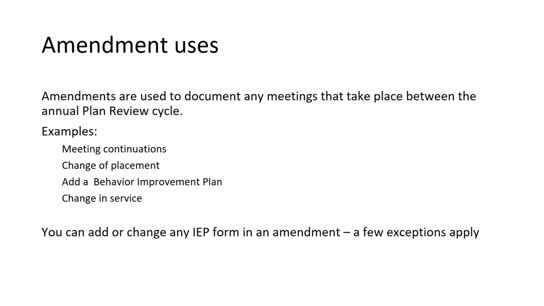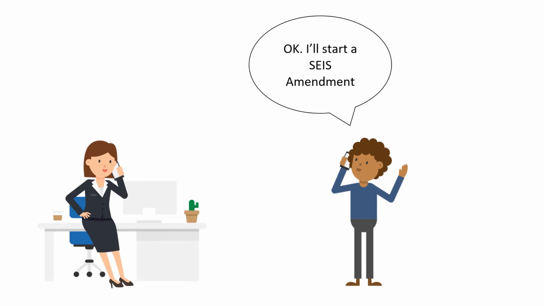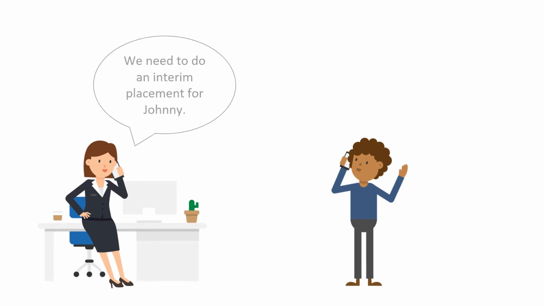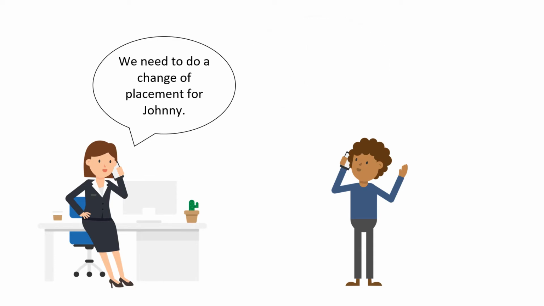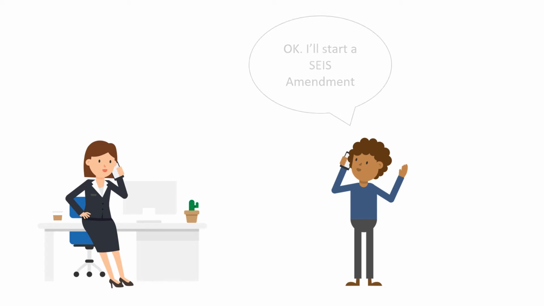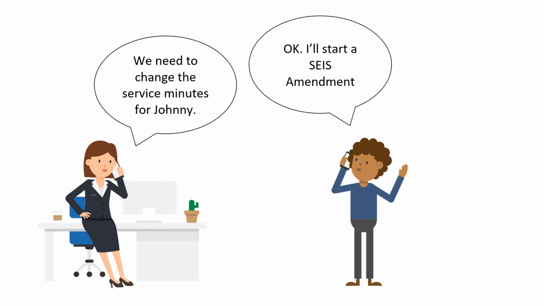So, any legal IEP type meeting other than an initial, a plan review, or an eligibility evaluation is done through the amendment process to the current IEP. For example, if you have a meeting to change placement, you would do that through the amendment process. If you have a meeting to add a behavior improvement plan, you would do that through the amendment process. You can add or change any IEP page through the amendment process.